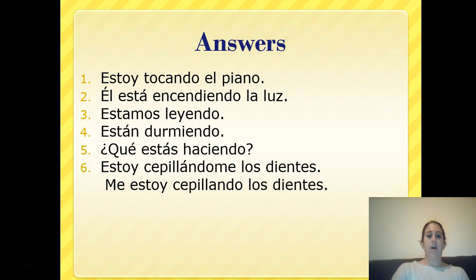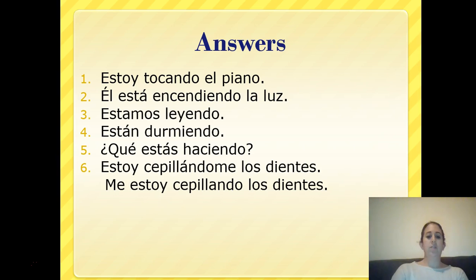Alright, here you go. Estoy tocando el piano. Él está encendiendo la luz. Remember, even though encender is a stem changer in the present tense, it's an ER verb, so we don't have a stem change. Estamos leyendo. There's an example of one of our I to Ys. Están durmiendo. Dormir is one of our verbs that is going to have a stem change. ¿Qué estás haciendo? What are you doing? You might have heard me say that in class once or twice.